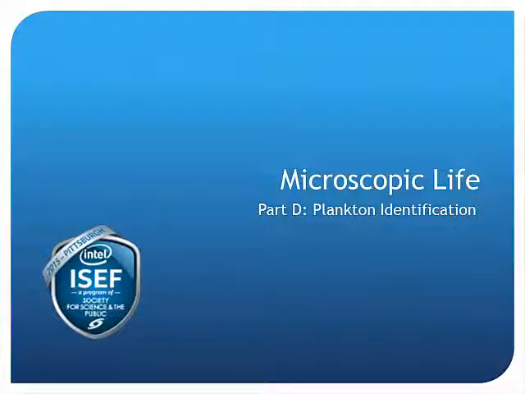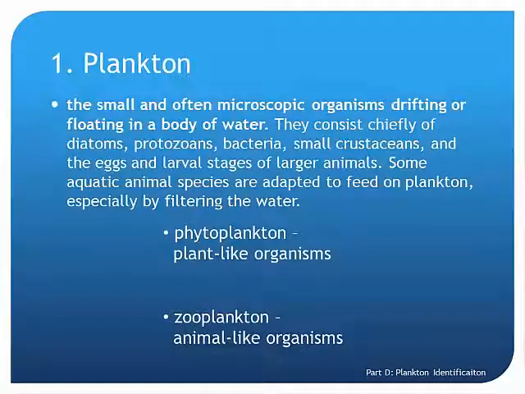Part D explores the plankton activity in the program When Invasives Attack. Plankton are defined as the small and often microscopic organisms drifting or floating in a body of water. They consist chiefly of diatoms, protozoans, bacteria, small crustaceans, and the eggs and larval stages of larger animals. Some aquatic species are adapted to feed on plankton, especially by filtering the water.